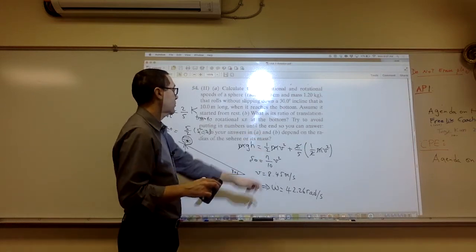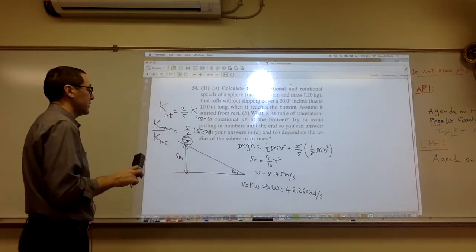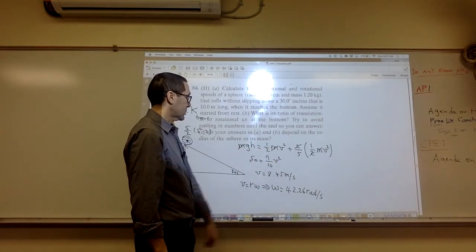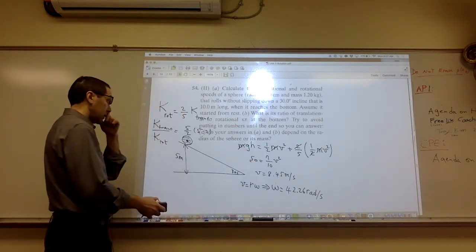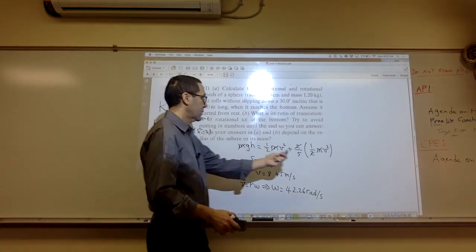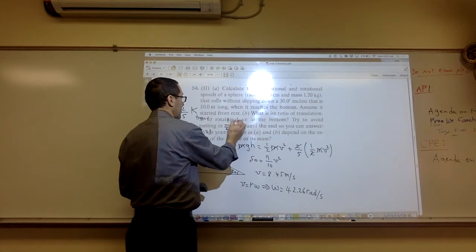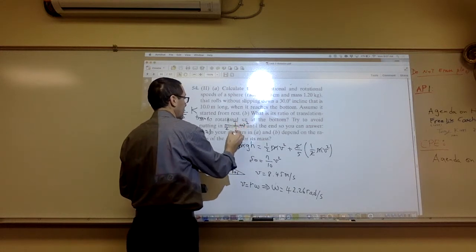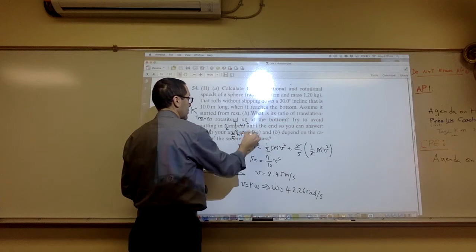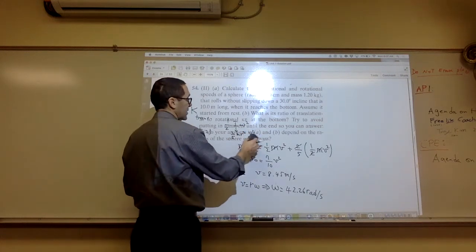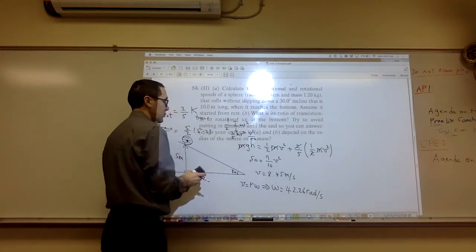Do your answers in A and B depend on the radius of the sphere or its mass? No, it doesn't, because if you remember, the mass canceled out over there and the radius canceled out over here. When you do 1/2 I omega squared, this I is 2/5 m r squared, and this omega is V squared over R squared. So the R is gone, and the M is gone after the conservation of energy.